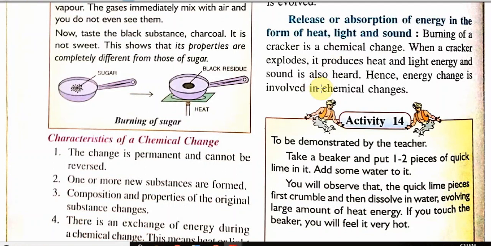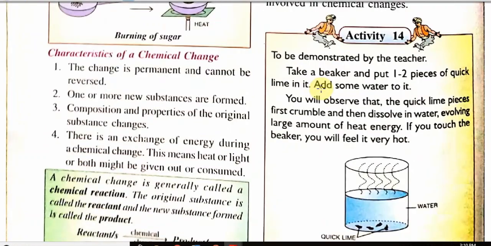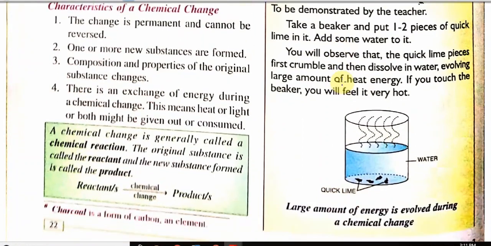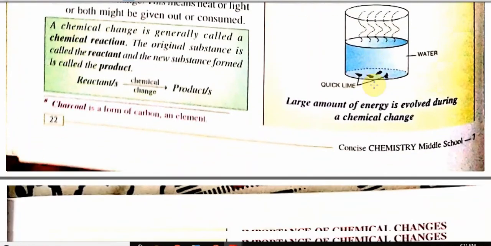We can also see this activity number 12. Take a beaker, put 1-2 pieces of quicklime in it and mix some water. You will see that quicklime pieces first crumble and dissolve in water, evolving a large amount of heat energy. If you touch the beaker, you will feel a very hot sensation.